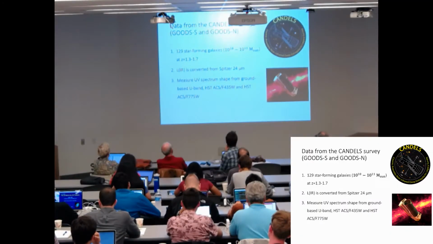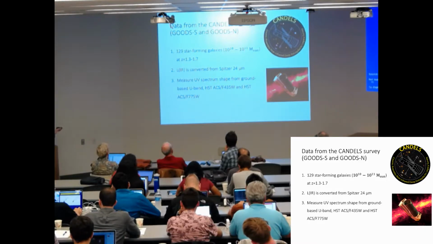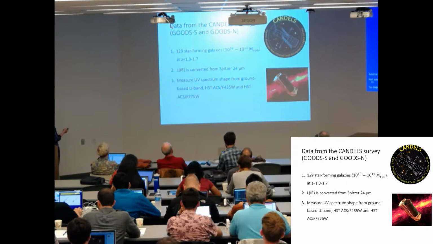The observational data is from the CANDELS survey. I have 129 star-forming galaxies, about 10^10 solar masses. This is what we call massive star-forming galaxies. The infrared is from Spitzer 24 micron. Also, I have the U-band from the ground-based and the HST bands to measure the UV spectral shape.